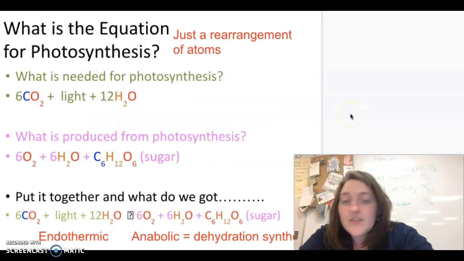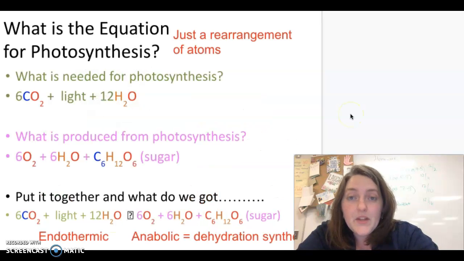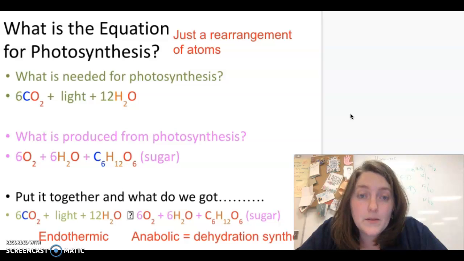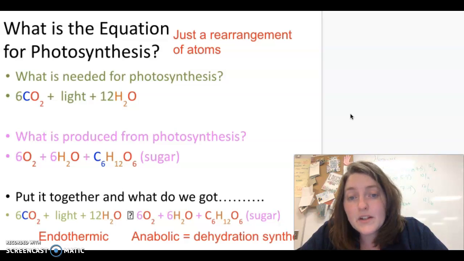The equation and everything has been written down for you at the bottom. So the equation for photosynthesis is below. You need carbon dioxide, light, and water. You get out oxygen, a little bit of water too, and sugar. Because that's the goal of photosynthesis, to make sugar for plants. Put it together, you get the equation.